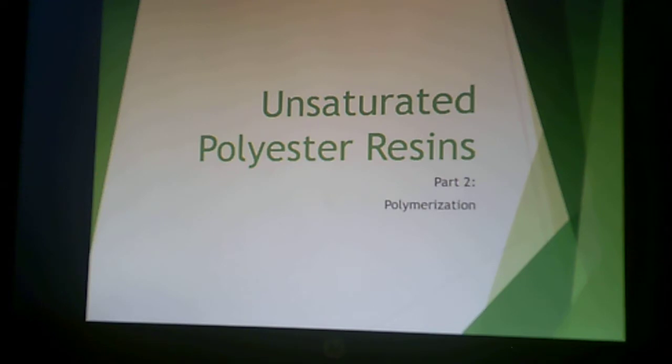Welcome to Unsaturated Polyester Resins Part 2. This is where we're going to talk about the various polymerization steps to get you from the monomers that we talked about, mixed with reactive diluents, to a cross-linked thermoset. There's actually two different polymerization processes that go on here.